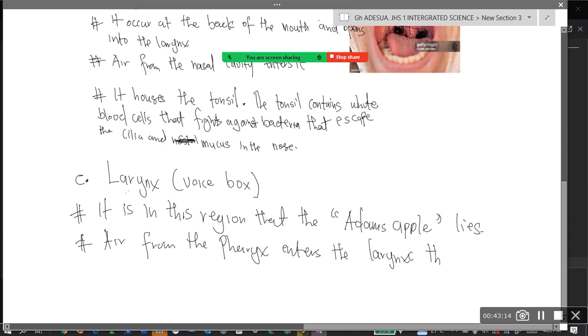So under this place, we'll talk about some nice things over here: the glottis and the epiglottis.